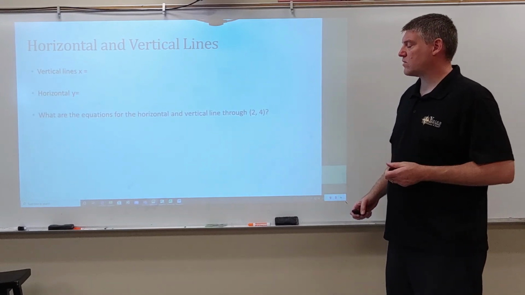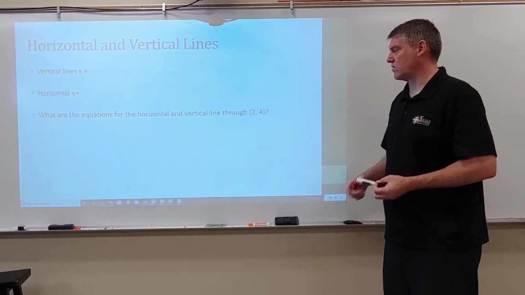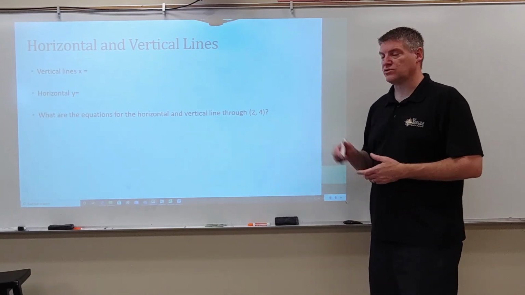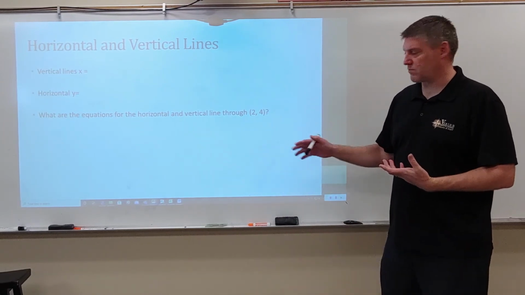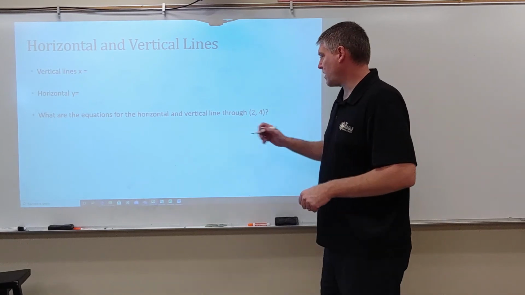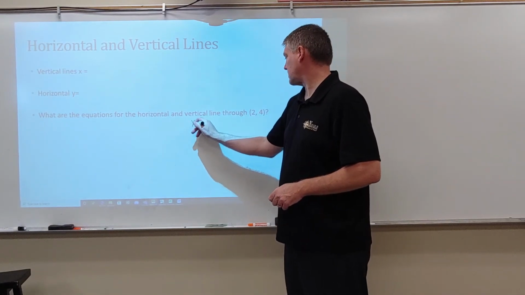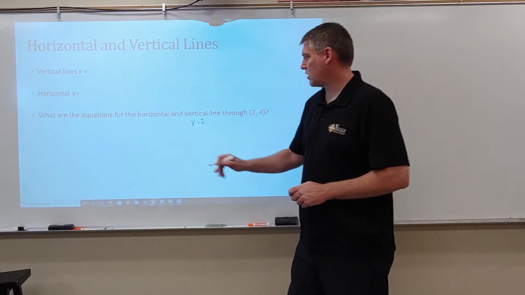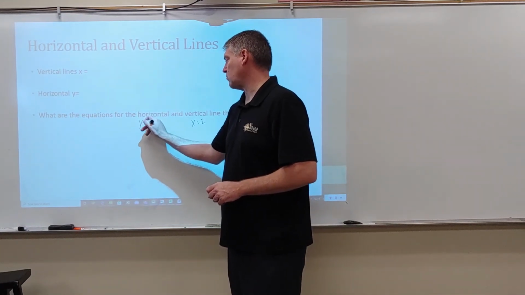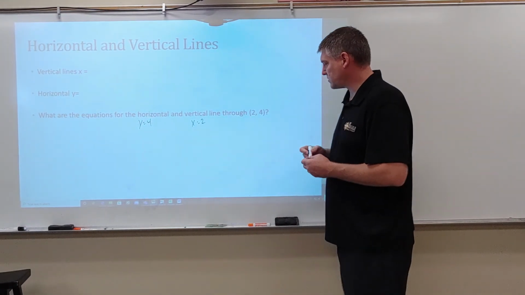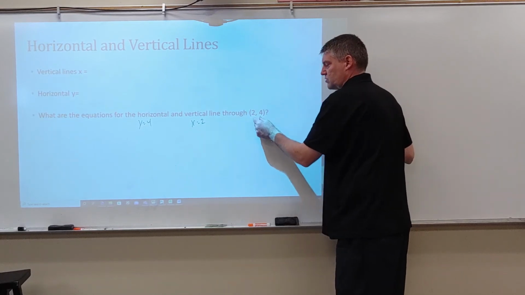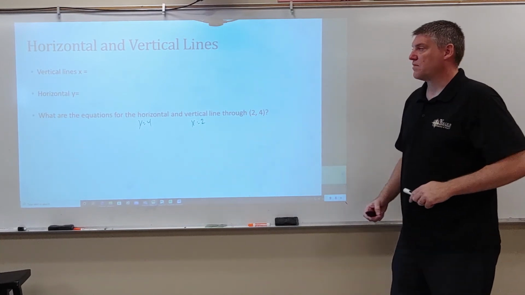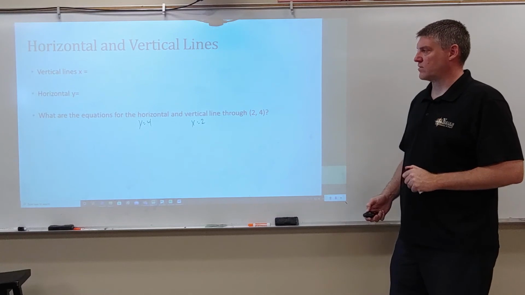Okay. So what are the equations of a horizontal and vertical line through 2, 4? Well, what's your x coordinate? Remember, it goes x, y. So my vertical line is x equals 2. My horizontal line is y equals 4. Okay, so I'm just taking the coordinates, x equals 2, y equals 4. That gives me my horizontal and vertical line.